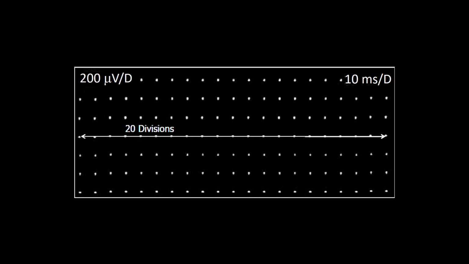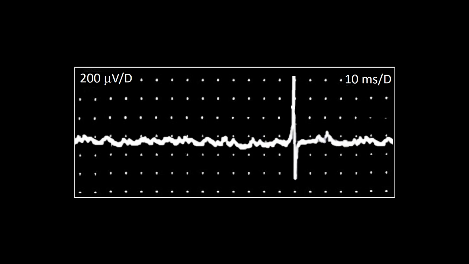Each horizontal division represents a time value. There is a total of 20 divisions in this panel. Since each division is 10 milliseconds, the total recordable time in this panel is 200 milliseconds or 1/5 of a second. I have now introduced a potential.